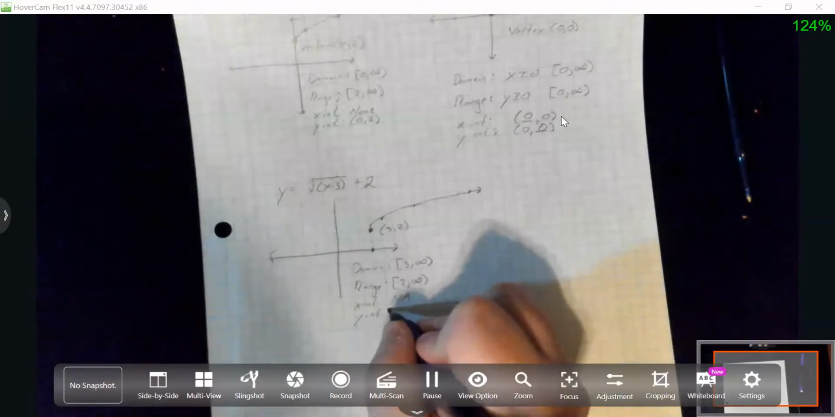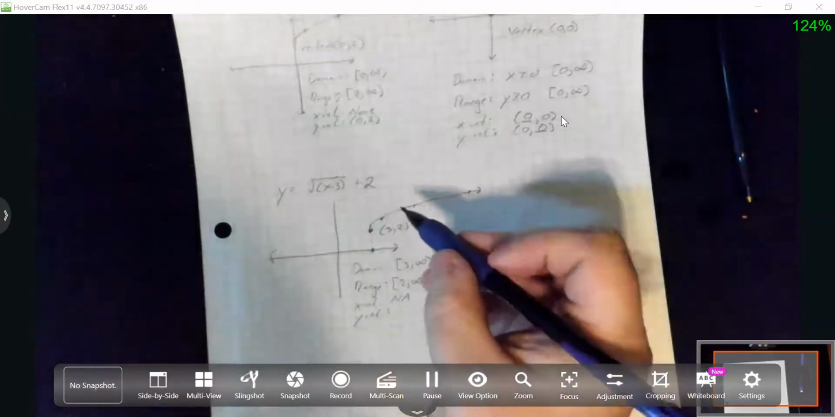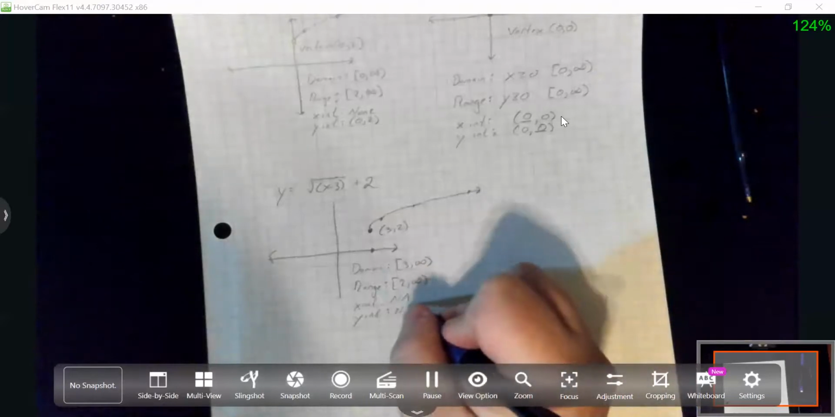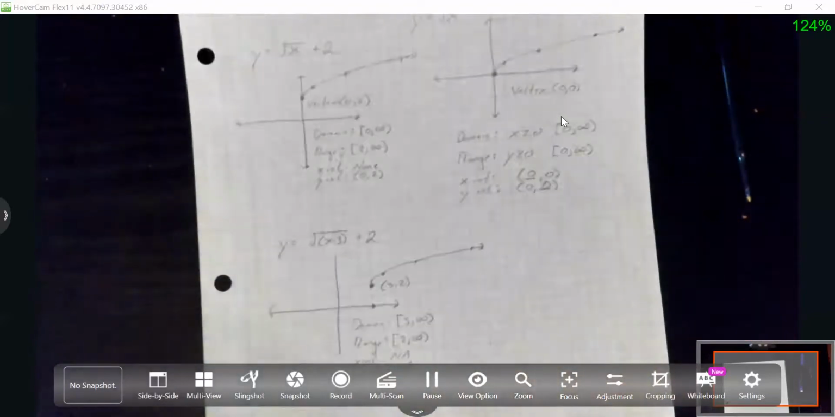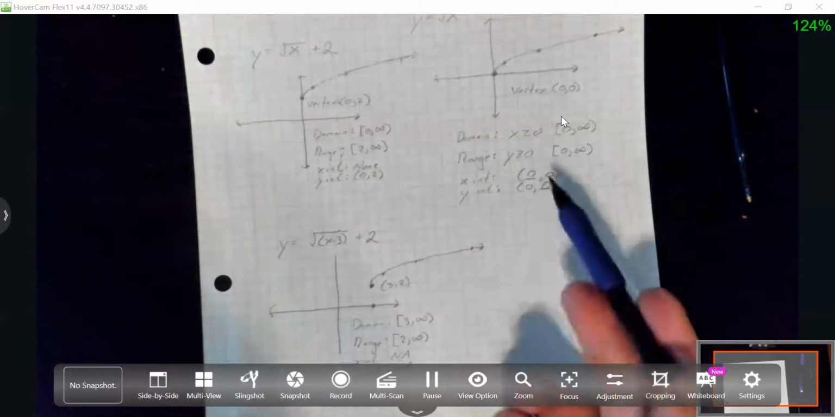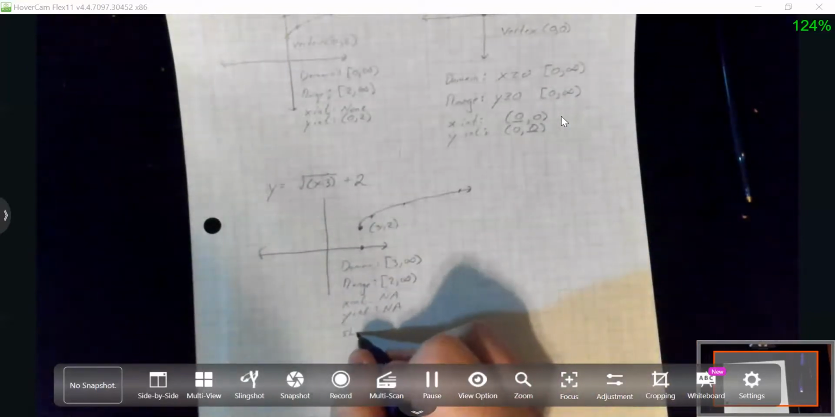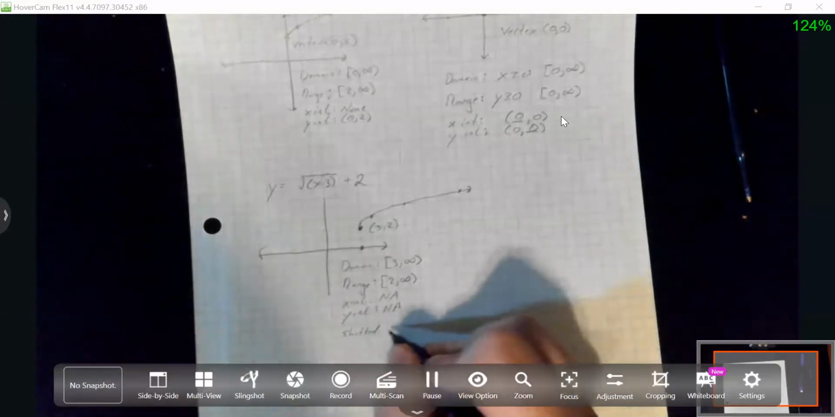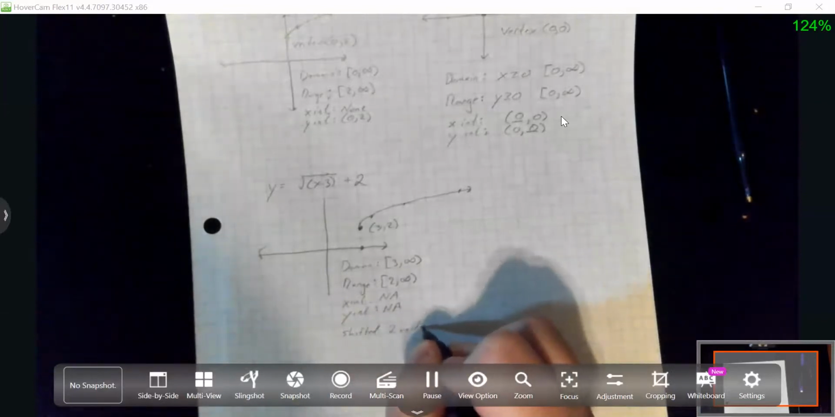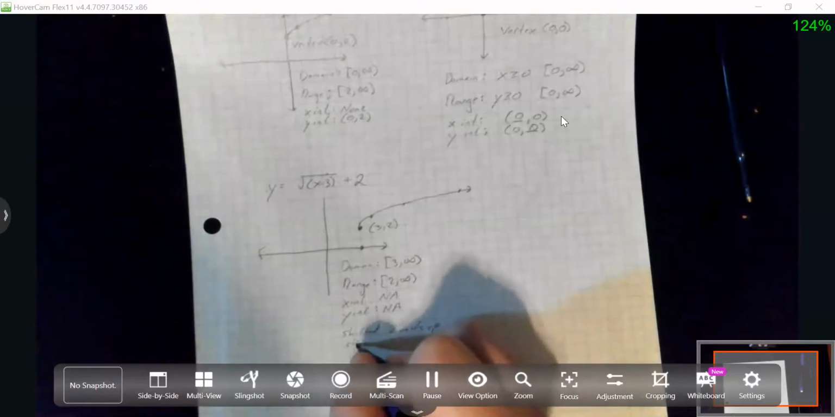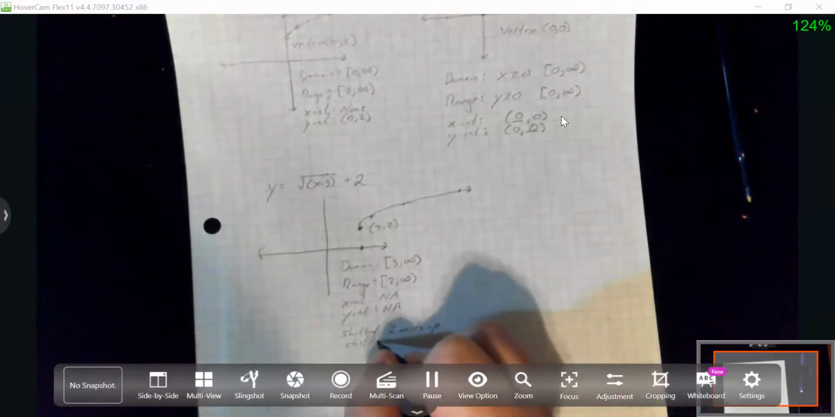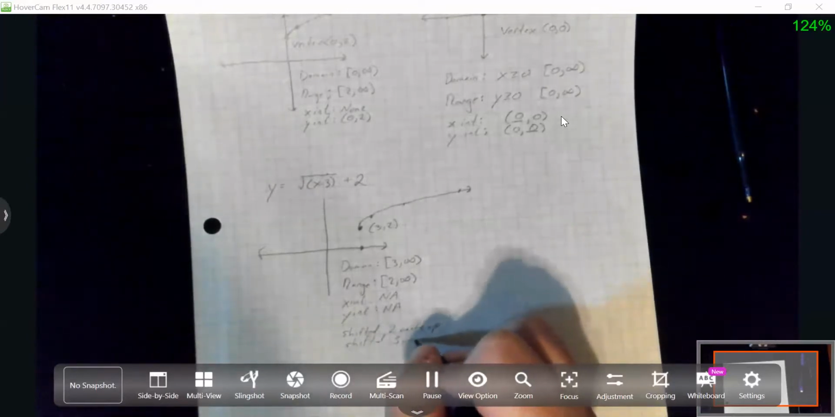Y-intercept. Well, we never go backwards and hit that, so there's no y-intercept either. Now, if I wanted to tell how this compares to our other graph, that's just what we would do before. So this graph has been shifted 2 units up. It has been shifted 3 units right.